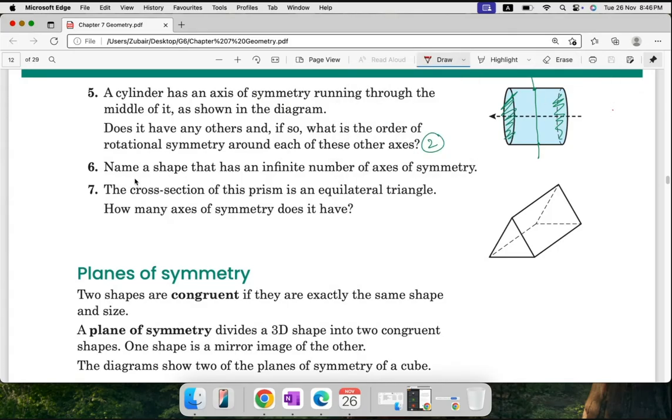Number 6. Name a shape that has an infinite number of axes of symmetry. Sphere. Correct.